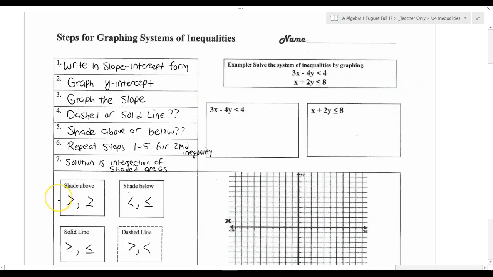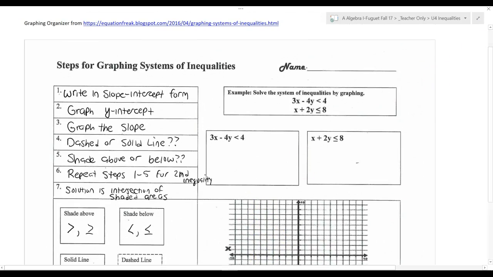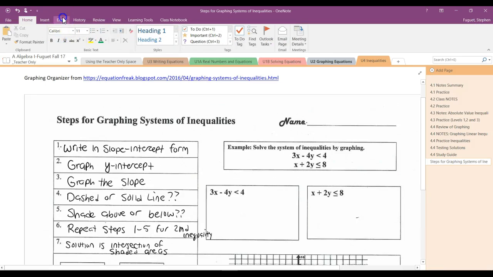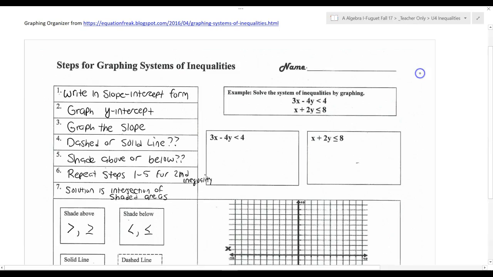It also is helpful when doing this to have 2 different colors. And so I'm going to do my first inequality in blue, my second inequality in red, and this is going to make it a lot easier when we end up graphing this here at the end of the video. So let me go ahead and change my pen color before we start. I'm going to make my first one blue. And so here we go.